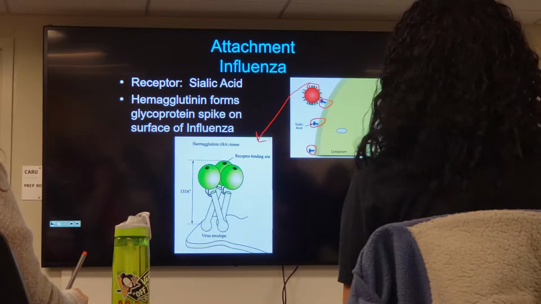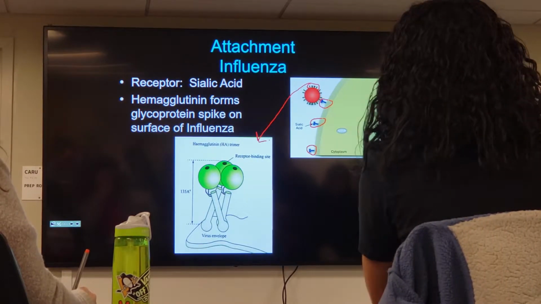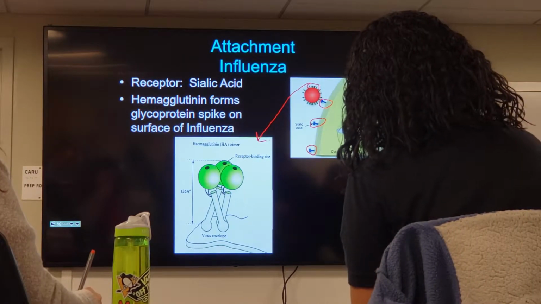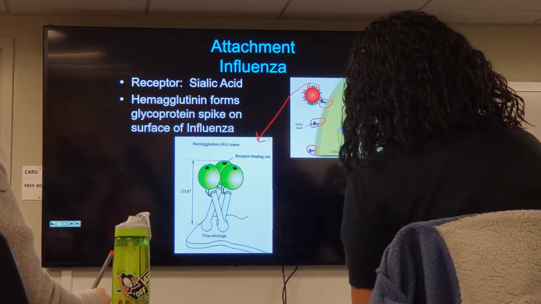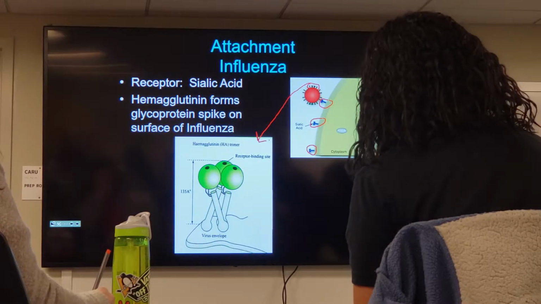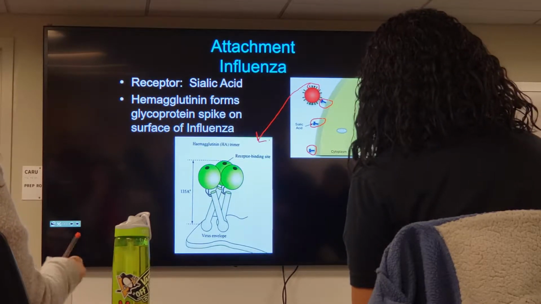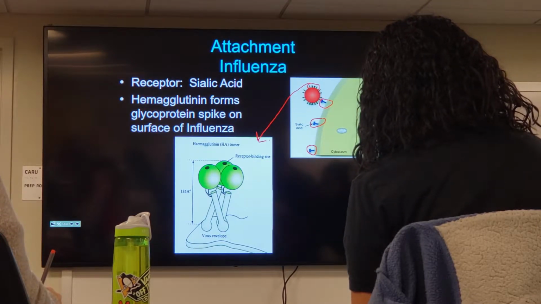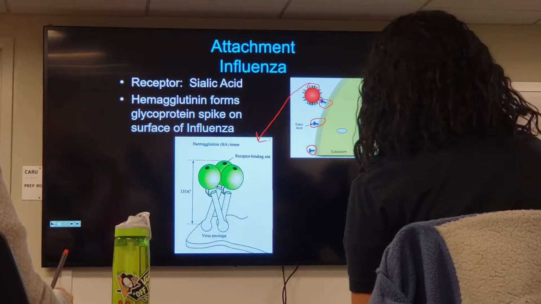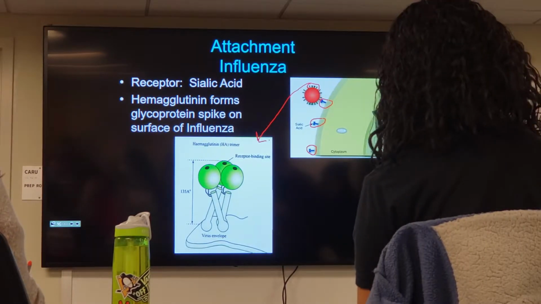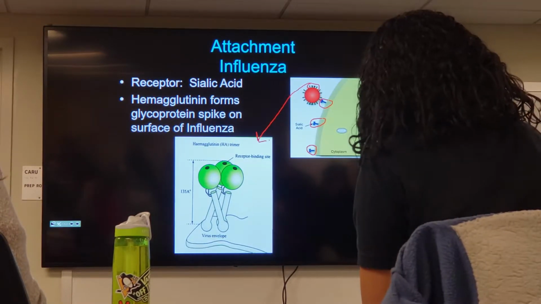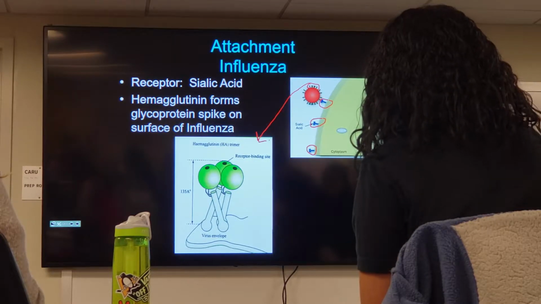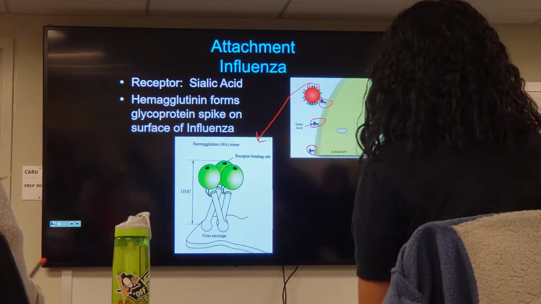Those spikes are formed by a hemagglutinin glycoprotein. It is present in a trimer, so 3 hemagglutinins come together to form the VAP for influenza. So hemagglutinin is the VAP for influenza. This is how influenza interacts with the sialic acid receptor on the host cell.